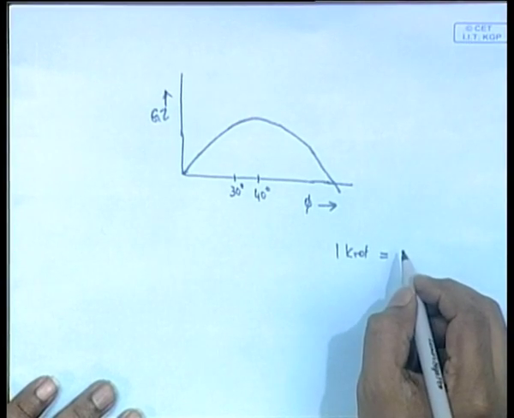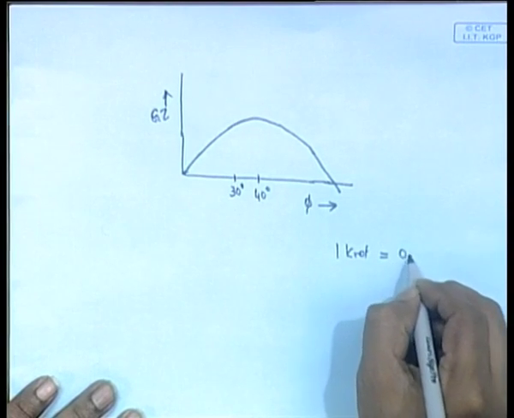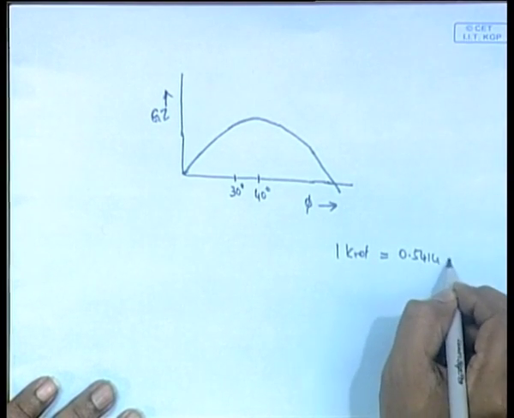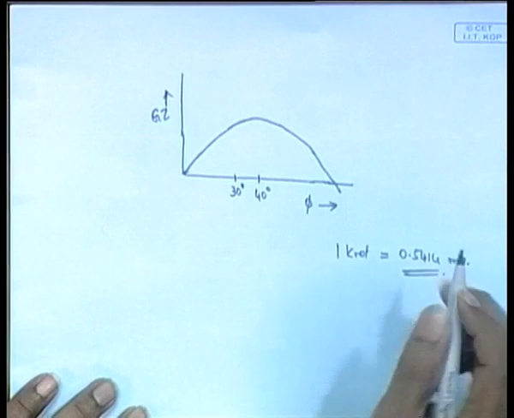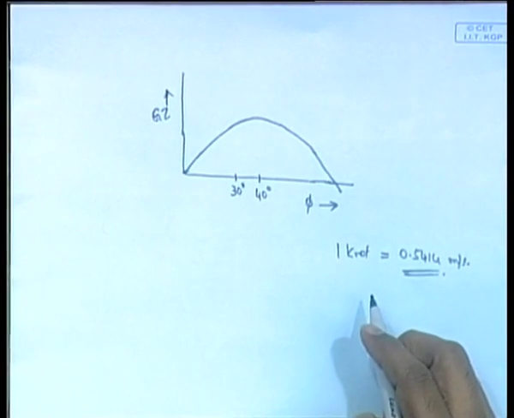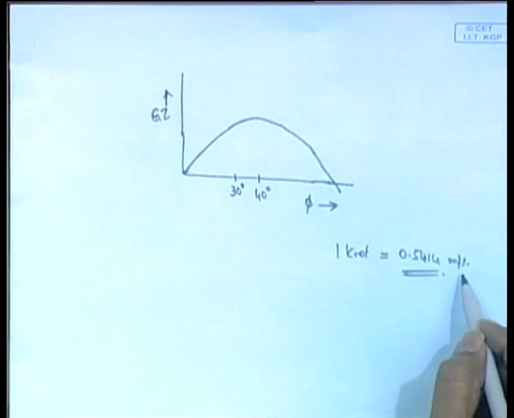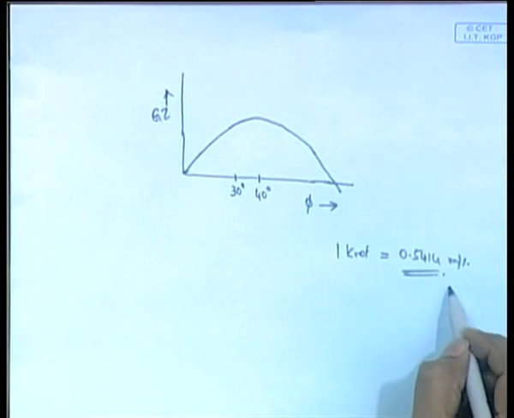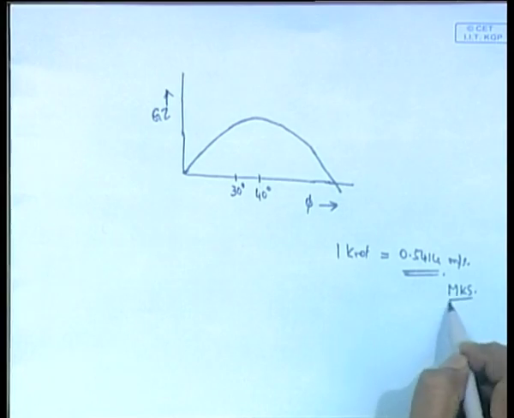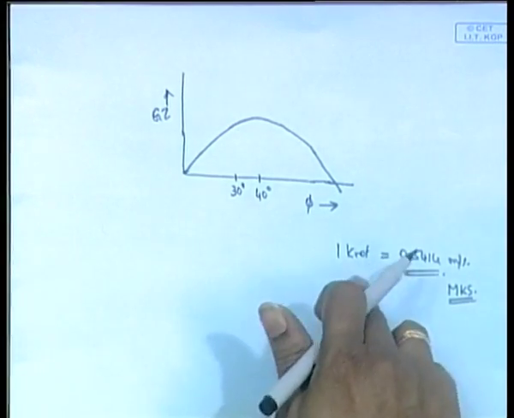Actually, 1 knot is a unit of velocity. 1 knot is about 0.5414 meter per second. So, this is what you mean by a knot. Winds in meteorology are usually defined in terms of knots. Of course, they can also be measured in meter per second, which comes in the MKS units. So, this is what we call a knot.